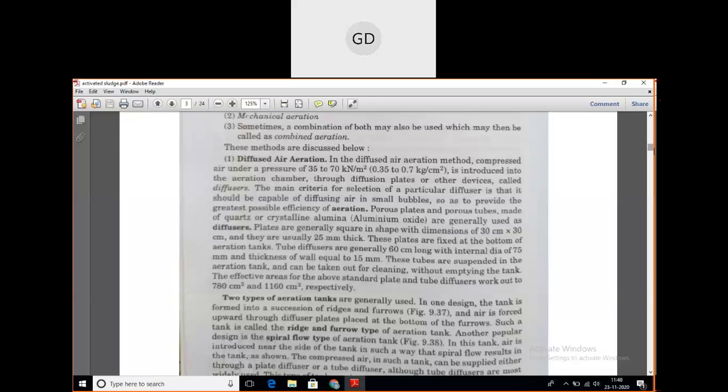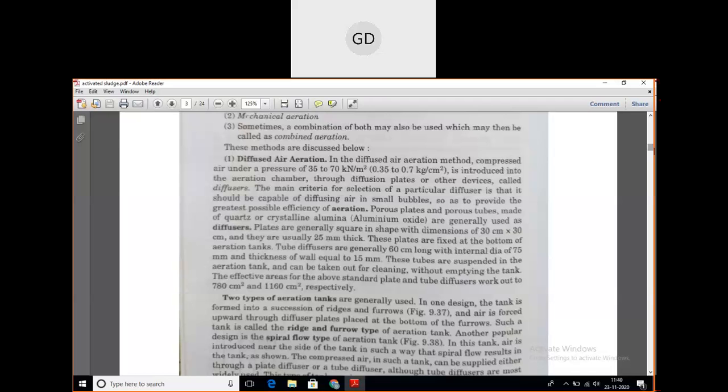Under a pressure of 35 to 70 kilonewton per meter square, compressed air is introduced into the aeration chamber through diffusion plates or other devices called diffusers. With the help of the diffusers, compressed air is introduced into the aeration chamber.